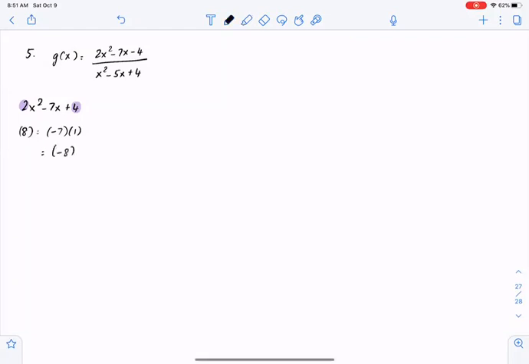Negative 8 times... I'm factoring the wrong thing. So we have 8, and we can either write it as 8 times 1, which would give us 8. I could write it as 2 times 4. That would give us 8. What other possibilities do we have?